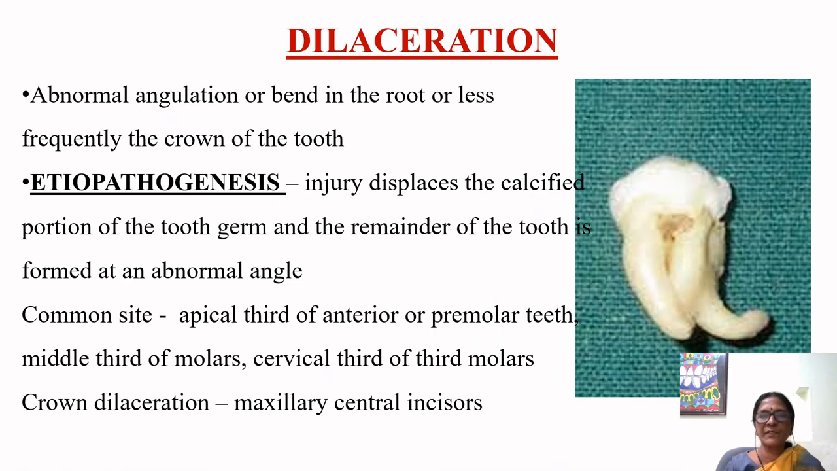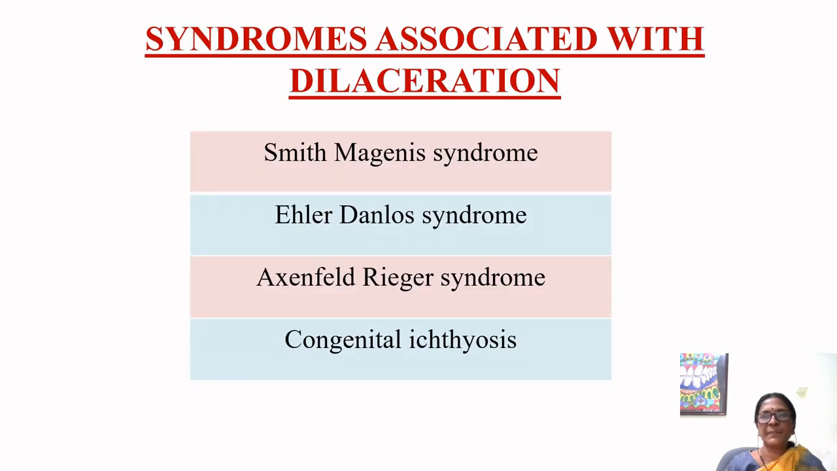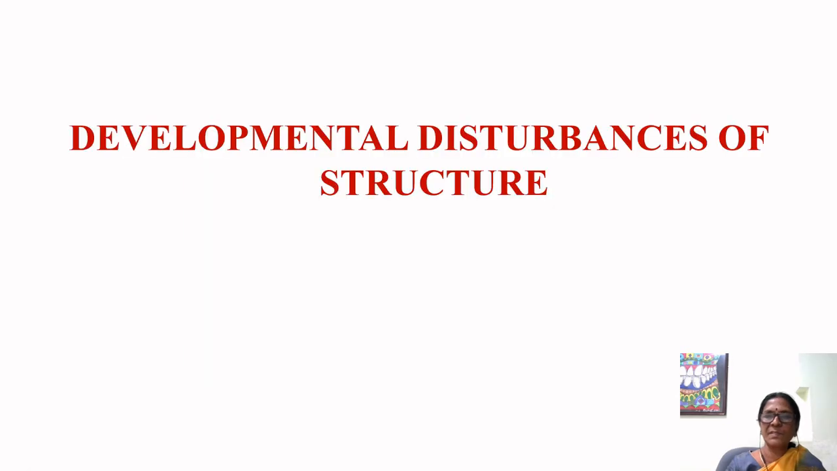Dilaceration: abnormal angulation or bend in the root or, less frequently, the crown of the tooth. Etiopathogenesis: injury displaces the calcified portion of the tooth germ and the remainder of the tooth is formed at an abnormal angle. Common sites are the apical third of the anterior or premolar teeth, the middle third of the molars, and the cervical third of the third molars. Crown dilaceration in maxillary central incisors may be seen. Syndromes associated with dilaceration are Smith-Magenis syndrome, Ehlers-Danlos syndrome, Axenfeld-Rieger syndrome, and congenital ichthyosis.